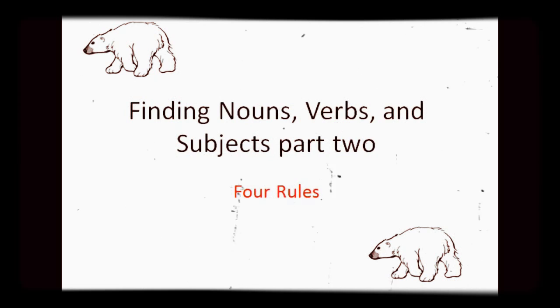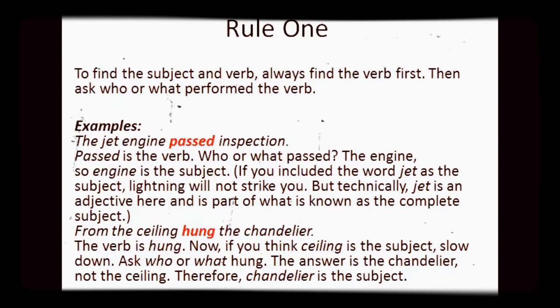In this continuation of finding nouns, verbs, and subjects, we're going to look at 4 rules. Rule 1. To find the subject and verb, always find the verb first. Then ask who or what performed the verb.